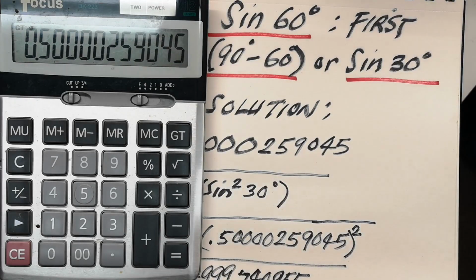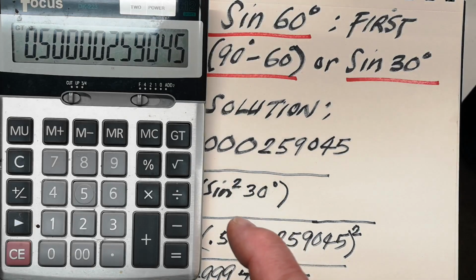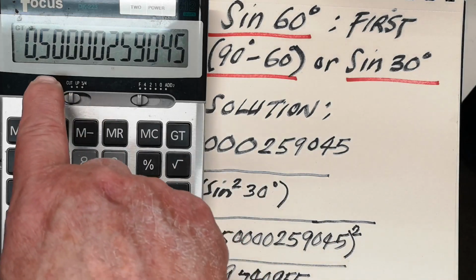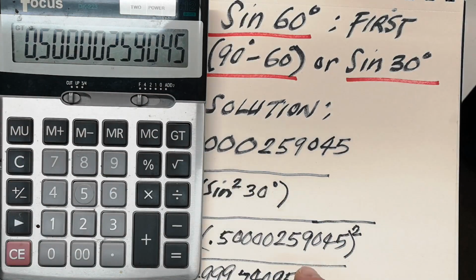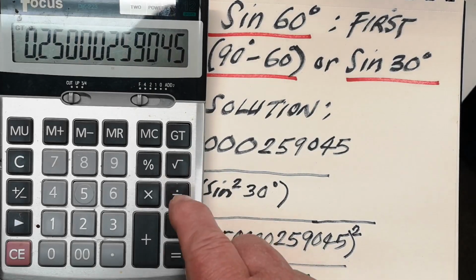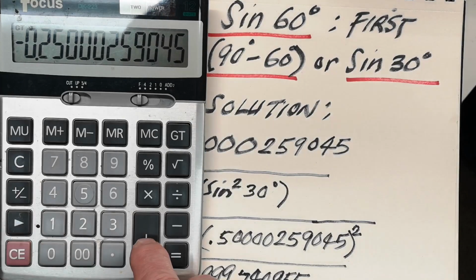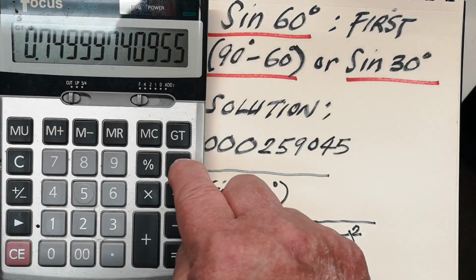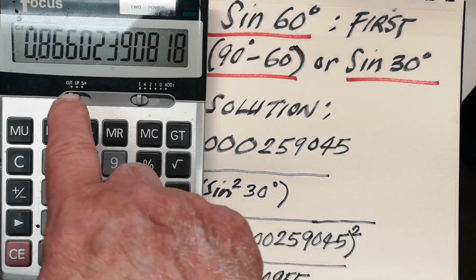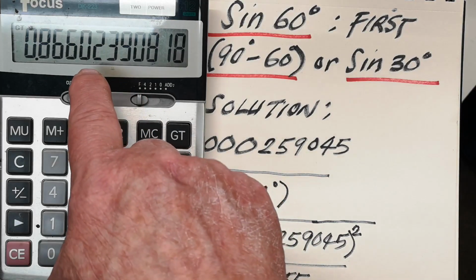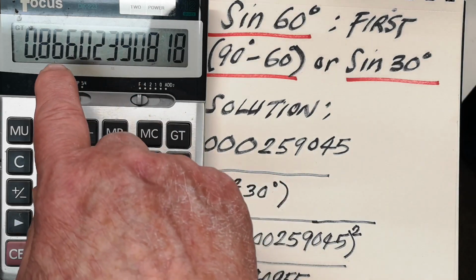And for solving the sine of 60 degrees, first solve for the sine of the complementary angle, and that is the sine of 30, which we have solved, and this is the answer. What you do is you multiply equals, that is squaring it, and then change sign, plus 1, and this is what you get, and take the square root, and that is now 0.866. That is now the value of sine of 60 degrees.